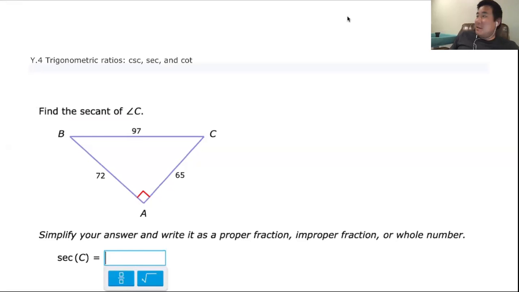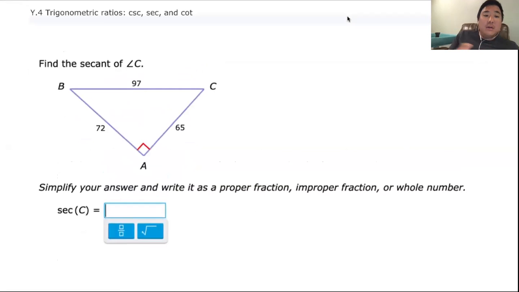This is Mr. Ahlers going over your Y4, Y5, and Y6 problems from IXL. I picked pretty much a question from each level, so then you should be able to get your 80 points. And then hopefully this will make it so it goes faster.